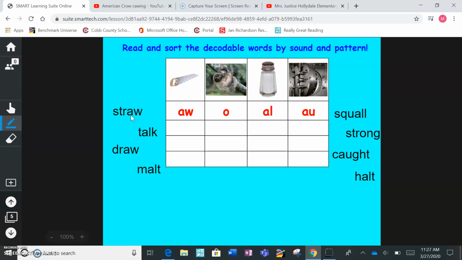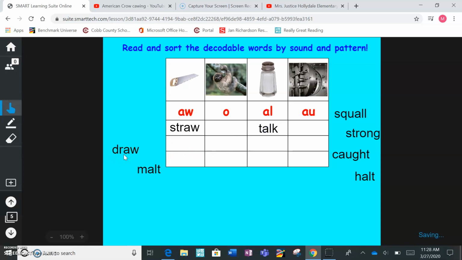Straw. Where would that one go? Oh, you're so right. It would go right here under A-W. Talk. What spelling pattern do you see there? I see an A, I see an L. So that one would go right over here.